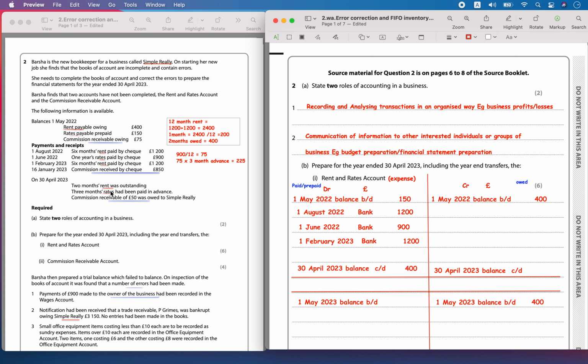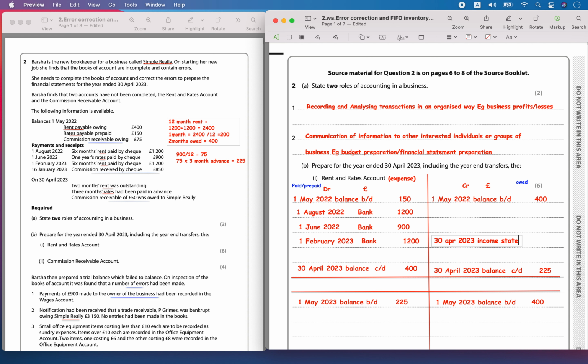Then they are saying that 3 months rates had been paid in advance. We can see that the total for 1 year was 900, which means they are paying rates at the rate of 75 per month. So for 3 months, 75 times 3, it will become 225 pounds. It had become prepaid. So rates had become prepaid by 225. So this amount we have to transfer as the balance, and the rest of the amount we have to transfer to the income statement on 30th April 2023.